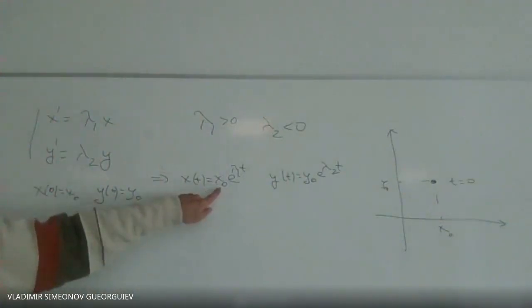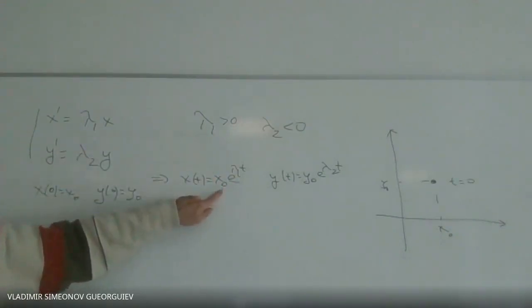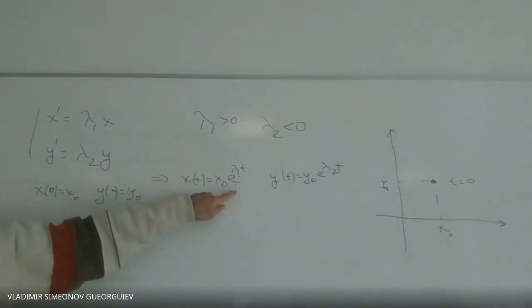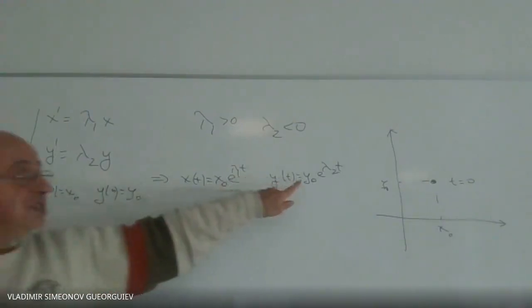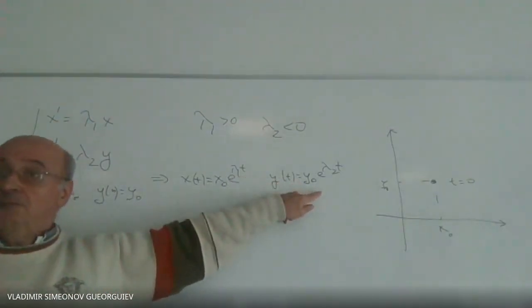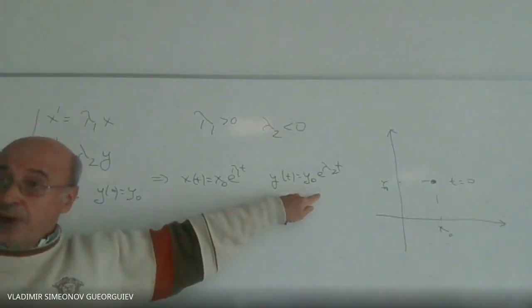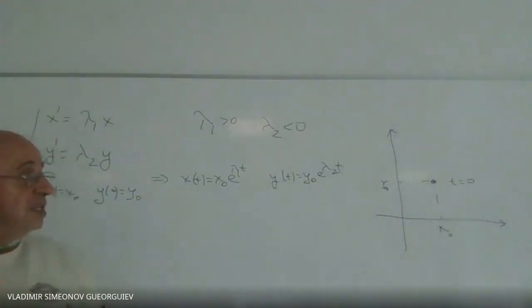What can we say for the point when t is 1? We have e to the power lambda 1. When lambda 1 is positive, this is an increasing function, so x increases. While for this function, when I have bigger t, epsilon shall be smaller. And this means when I take t equal 1, x shall be bigger, epsilon smaller.